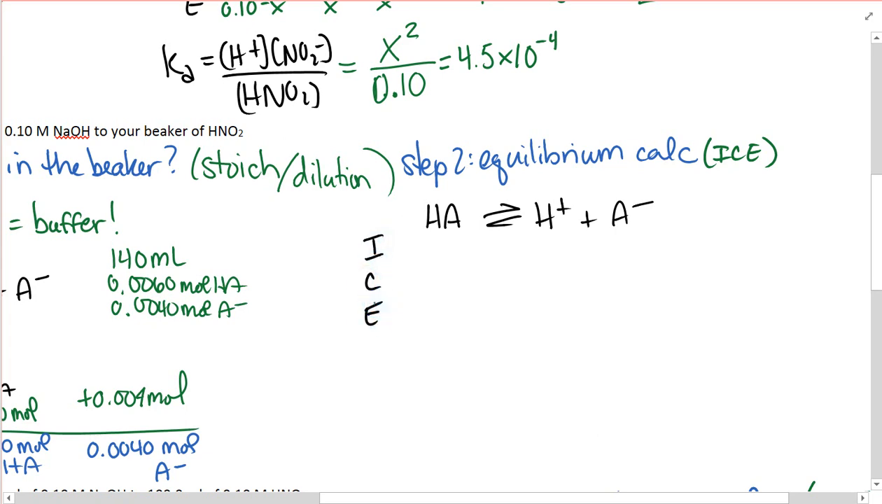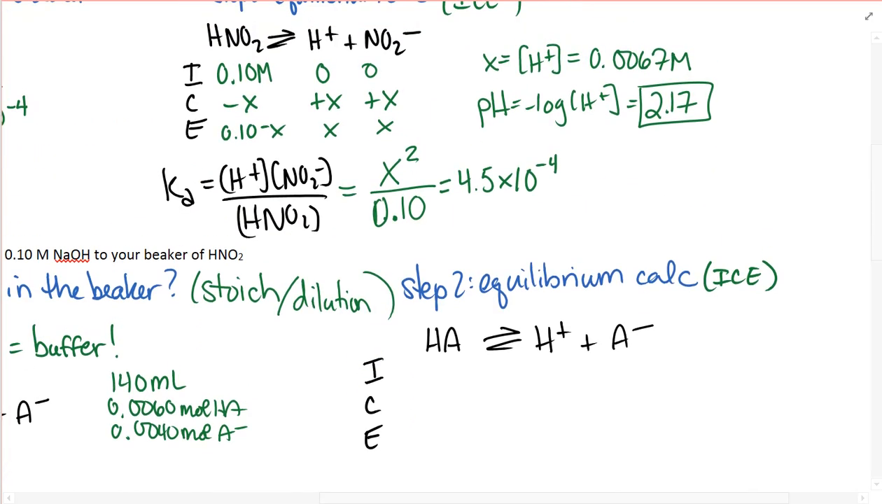And in my ICE chart, as opposed to in part 1, we just had pure reactant. Now, since we have a buffer, that means I have a mix of reactant and product. So instead of being 0.1 molar acid, I have 0.006 moles acid divided by 0.14 liters. Remember, in your ICE charts, all your values should be in molarity. So I have to take my moles and divide it by my new volume.